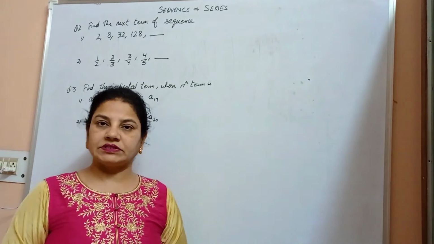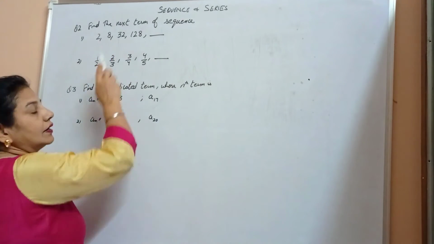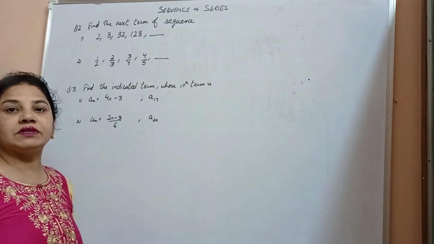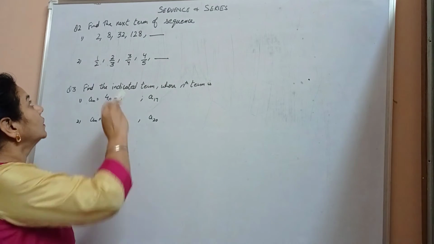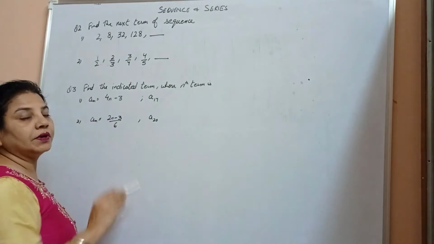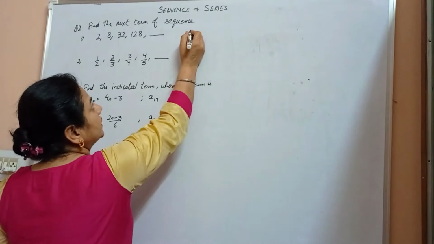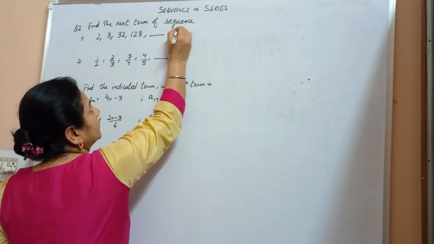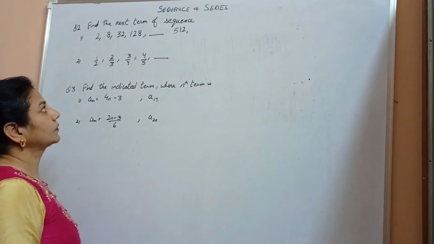Find the next term of the sequence: 2, 8, 32, 128. We have to observe the sequence very carefully and find out the pattern being used. 2 and 8: 2 fours are 8, 8 fours are 32, 32 fours are 128, and 128 into 4, we calculate, is 512. So our next term is 512.